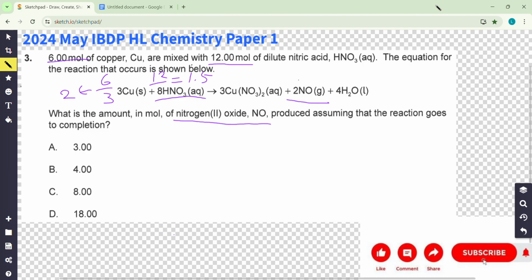So nitrogen oxide is 2, okay? So 2 times 1.5 is 3. So 3 mole of nitrogen oxide will be produced. So it is A, okay?